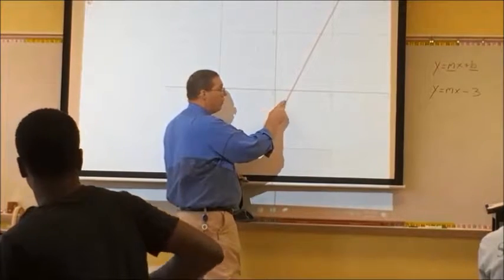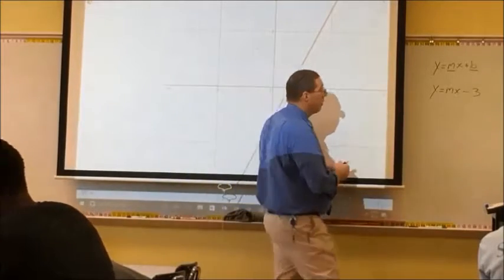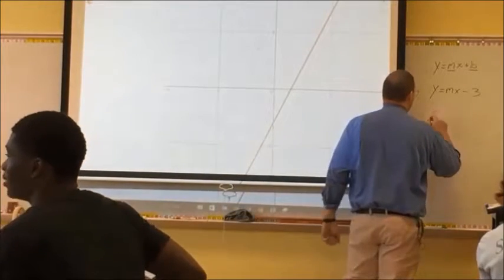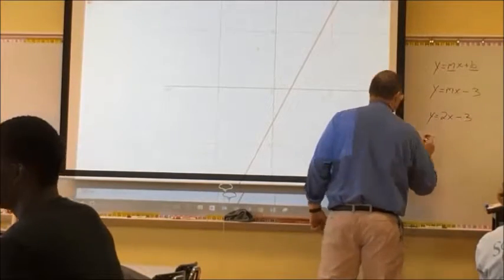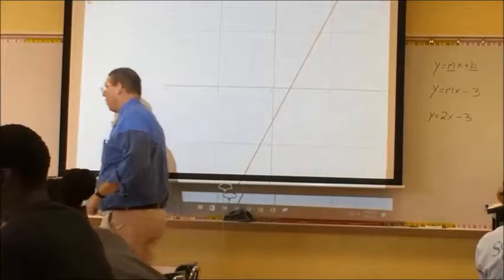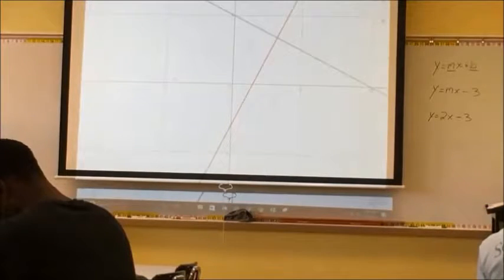So how far up and over am I going to count? 1, 2, and then over. So the slope of this is 2, right? 2 over 1, which is 2. So the equation of this line is y equals 2x minus 3. All right, now I'm going to put another one up here. All right, check this out.